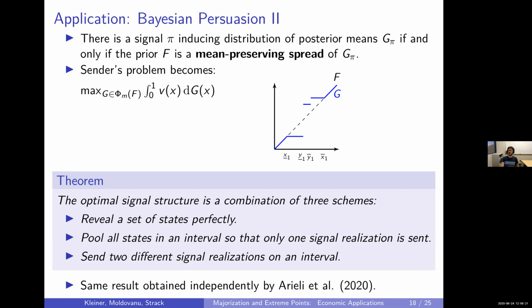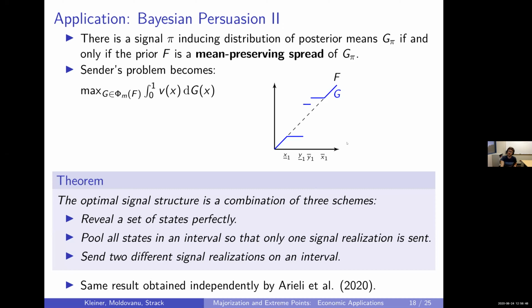You have a set of states that are perfectly revealed. Then there are some intervals where you pool all states and always send the same signal. The only other thing that could happen would be an interval of this form where you send 2 different signal realizations. So this shows exactly how strange it can get, and in a sense, the optimal posterior means will not be that strange. This is a result that you immediately get from our characterization of the extreme points.